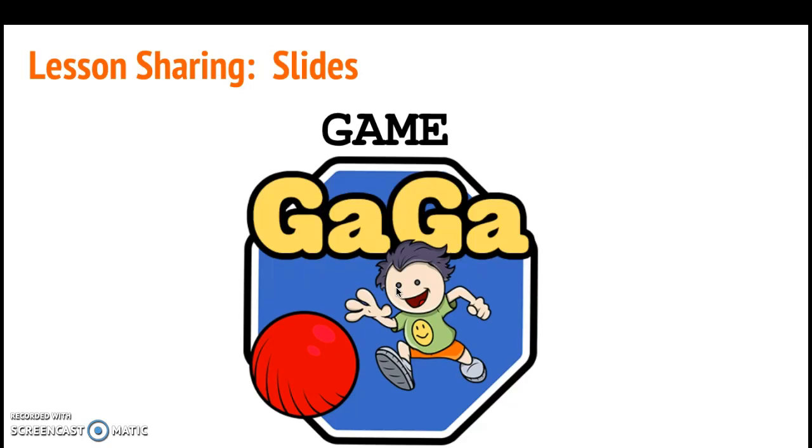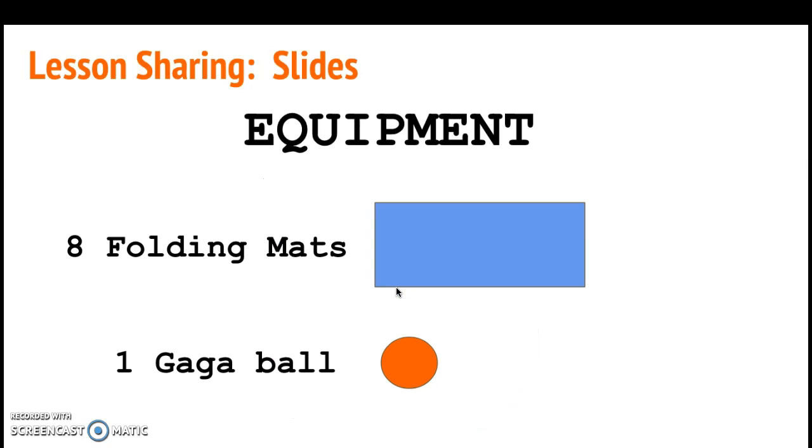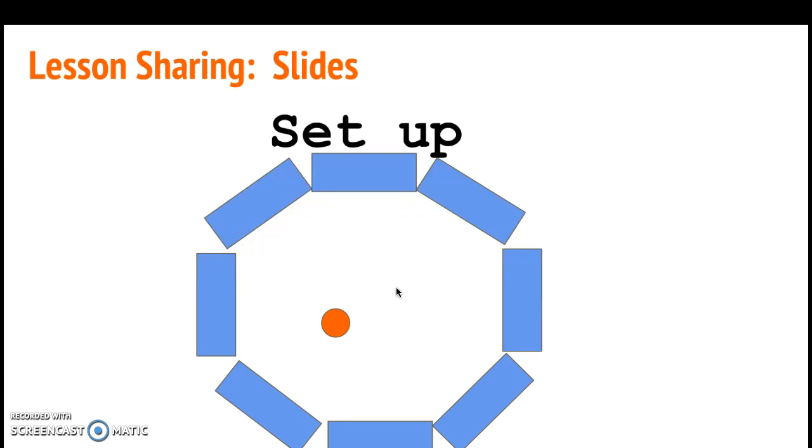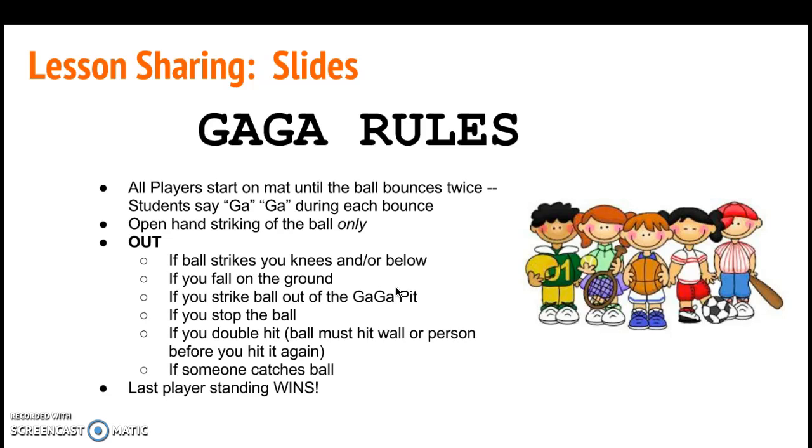And this is just the title of the game, what equipment you would need, which is not a lot. It's 8 folding mats. This is for Gaga ball. 8 folding mats and 1 Gaga ball or 1 foam ball. How to set this up in your gym. And then lastly, you have the rules.